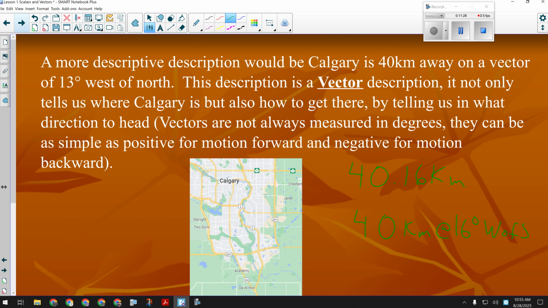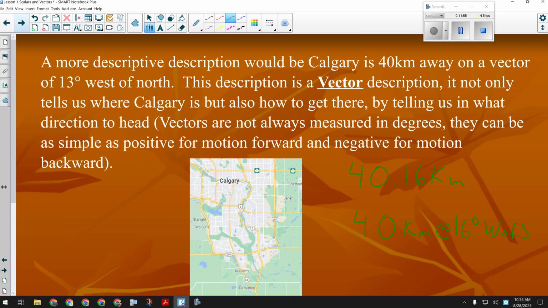Okay, 40.16 kilometers, top value. That's a scalar quantity. I didn't give a direction with that. Below that, I have 40 kilometers at 16 degrees west of south. Which one's more accurate? How many people say top one's more accurate? You have to vote. How many people say bottom one's more accurate?